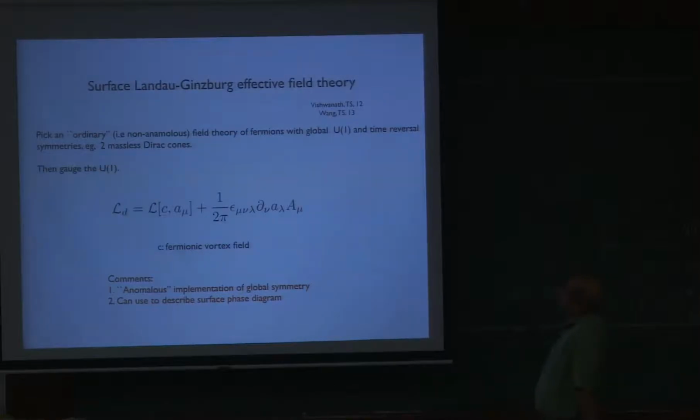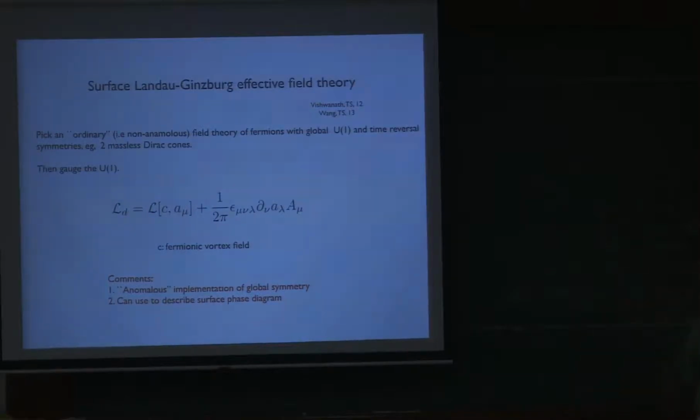Okay, so now the way to proceed is quite simple. Let's pick some ordinary quantum field theory of fermions in two space dimensions with global U(1) and time reversal symmetries. For instance, we'll take two massless Dirac cones, which can be regularized without any problem in two dimensions. We want to pick a non-anomalous theory, and then let's gauge the U(1), okay?